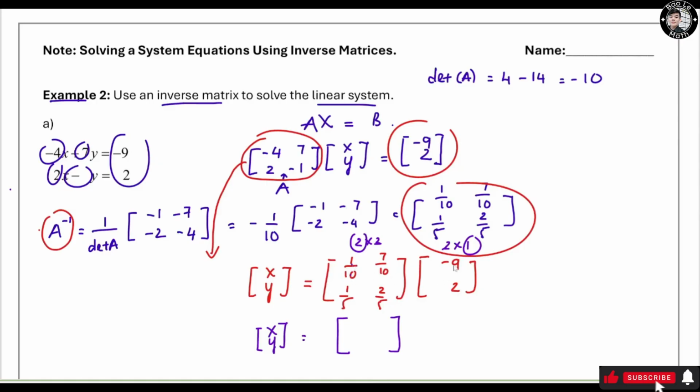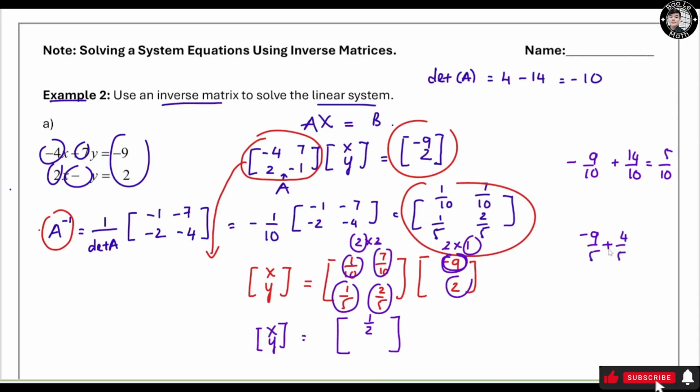So 1/10 times negative 9 is going to be negative 9/10, plus 7/10 times 2 is going to be 14/10. Now we add these up, so it's 5/10, which is 1/2. So we have 1/2 here. And the second one, 1/5 times negative 9 is negative 9/5, and 2/5 times 2 is 4/5. We add these up, it's negative 5/5, which is negative 1. So finally, x equals 1/2, y equals negative 1 is the answer.